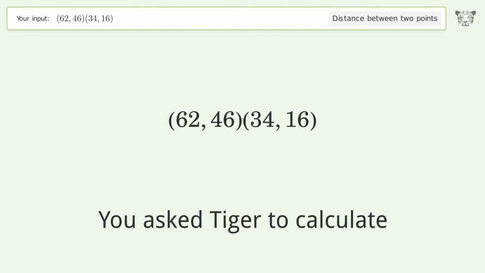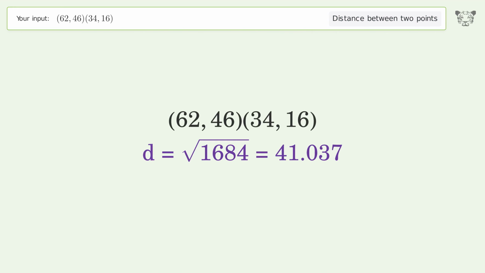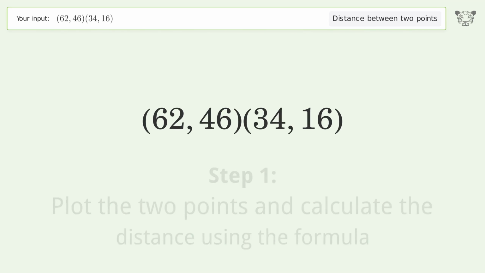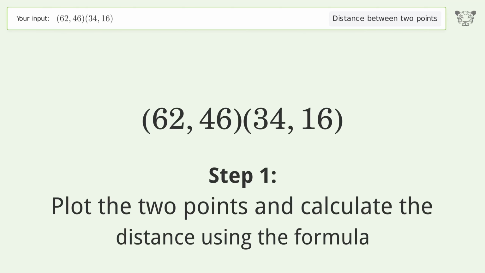You ask Tiger to calculate. This deals with the distance between 2 points. The distance between the 2 points is the square root of 1,684, or 41.037. Let's solve it step by step. Plot the 2 points and calculate the distance using the formula.